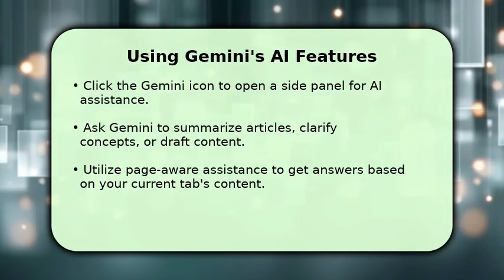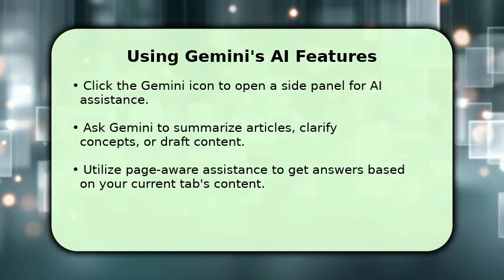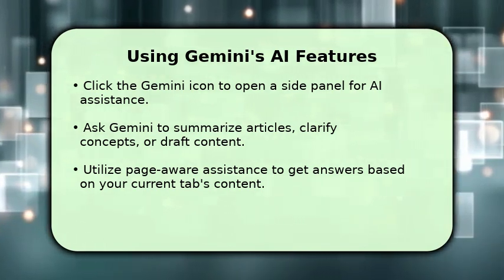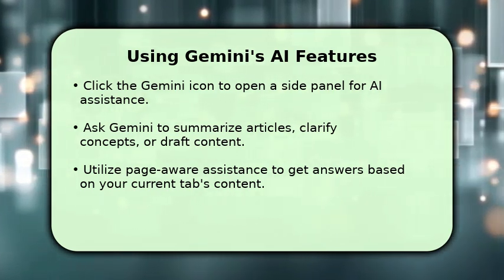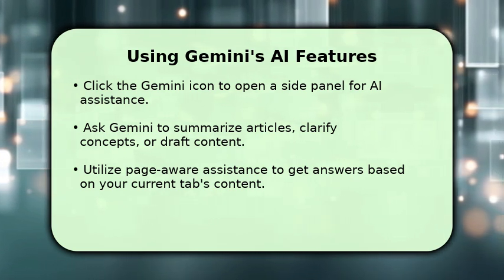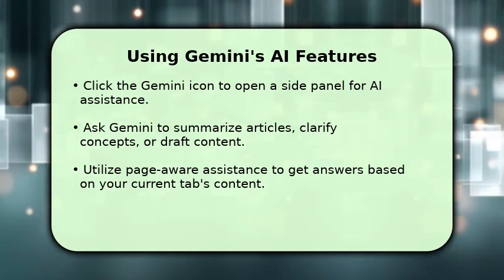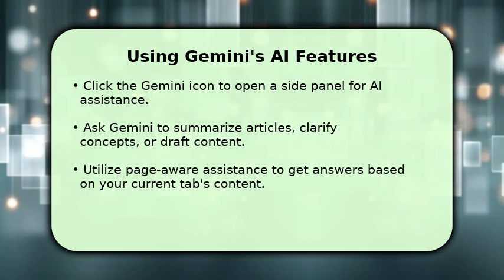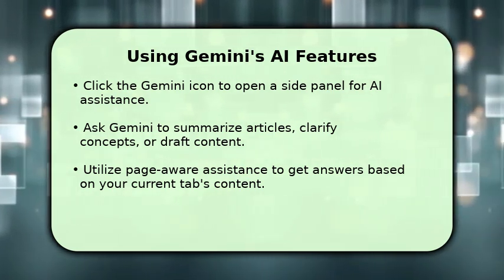Once Gemini is enabled, click its icon in the toolbar to open a convenient side panel. Here, you can ask Gemini to perform various tasks, such as summarizing lengthy articles or clarifying complex topics. It can even help you draft emails or social media posts. A key feature is its page-aware assistance, which uses the context of your open tabs to provide highly relevant answers and insights without switching windows.